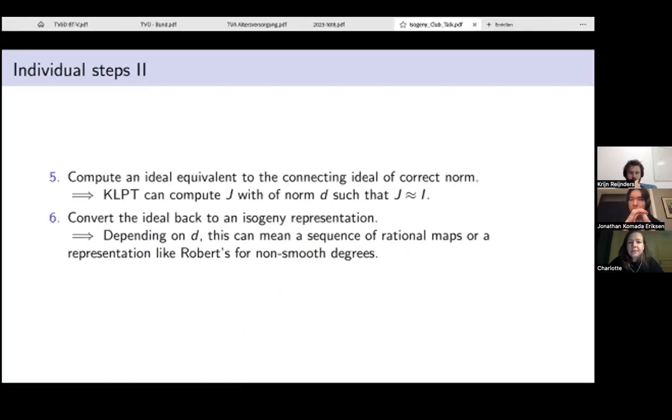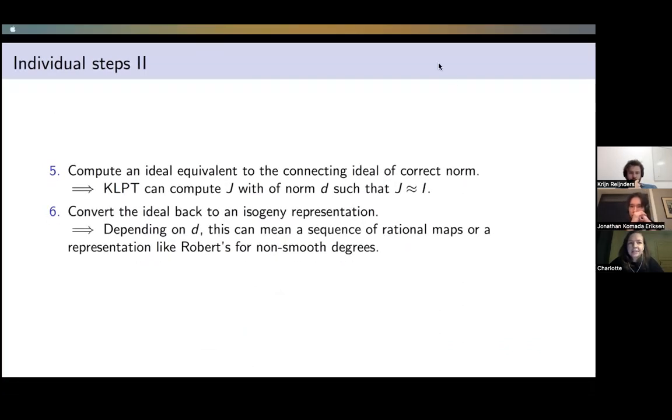Finally, we want to translate the solution of this norm form back into an isogeny. We can do this by using, for example, KLPT, and then finding an isogeny representation. And this of course depends on what kind of degree we have, because smooth degrees can obviously be represented by a nice sequence of rational maps, whereas this is a bit more tricky for non-smooth degrees.